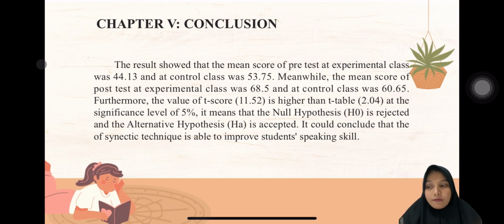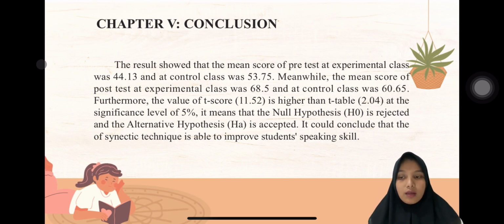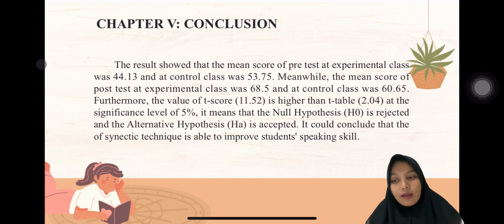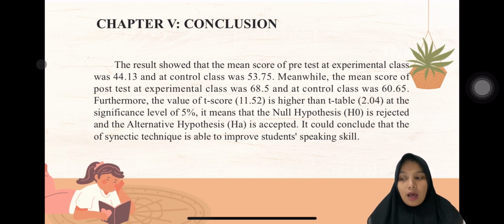Furthermore, the t-score value of 11.52 is higher than the t-table value of 2.04 at the significance level of 5%. It means the null hypothesis H0 is rejected and the alternative hypothesis Ha is accepted. It can be concluded that the synthetic technique is able to improve student speaking skills.